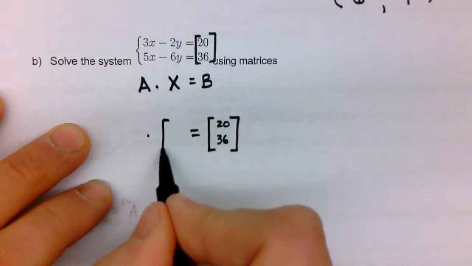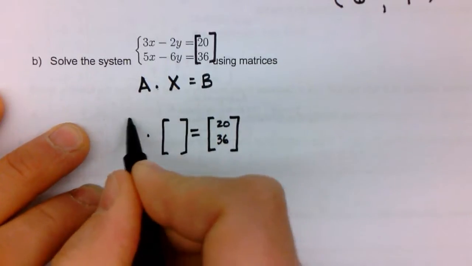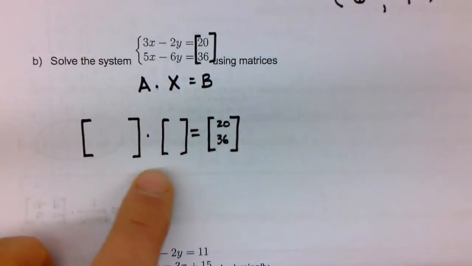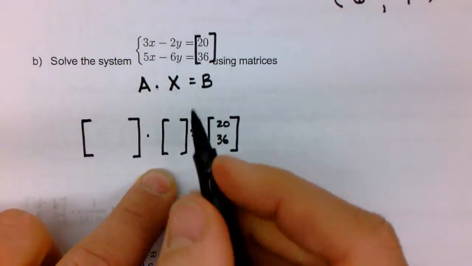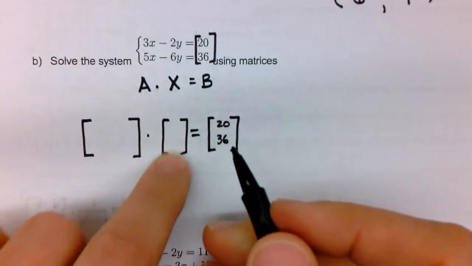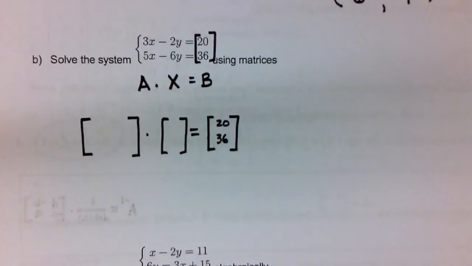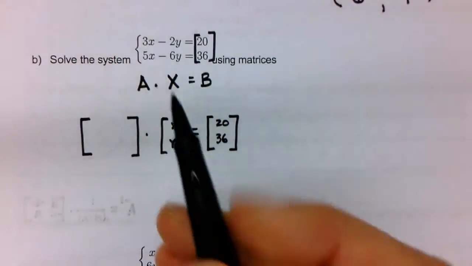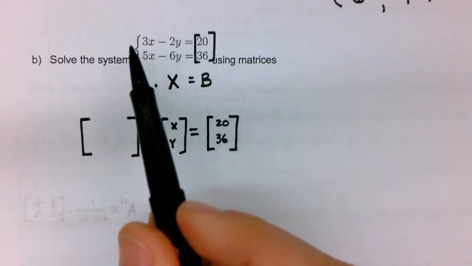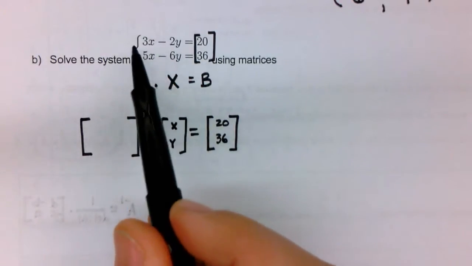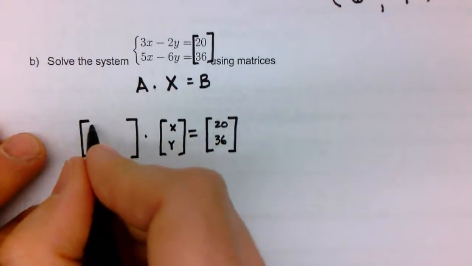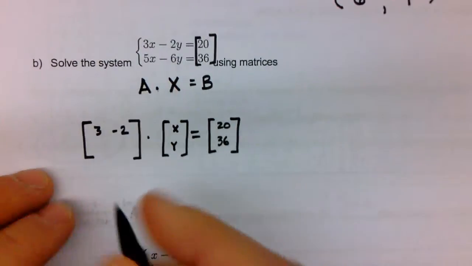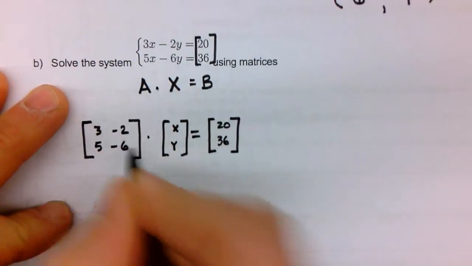On the other side, we have a 2 by 2 multiplying a 2 by 1. The 2 by 1 is the x matrix, so we need variables right here. Hey, what two variables are in the problem? X, y. Now, if you look at the first equation here, a 3 and a negative 2 are the coefficients of x and y, correct? So 3 and negative 2 are going to go right there. 5 and negative 6 are going to go right here.